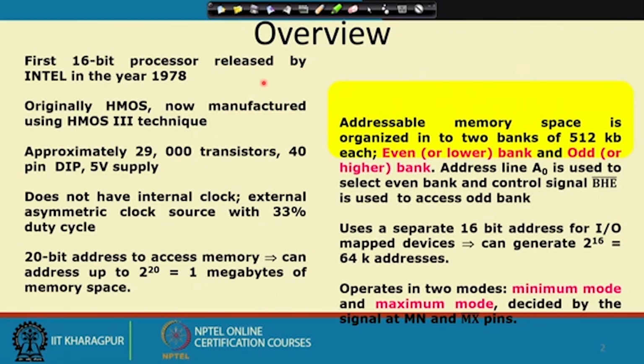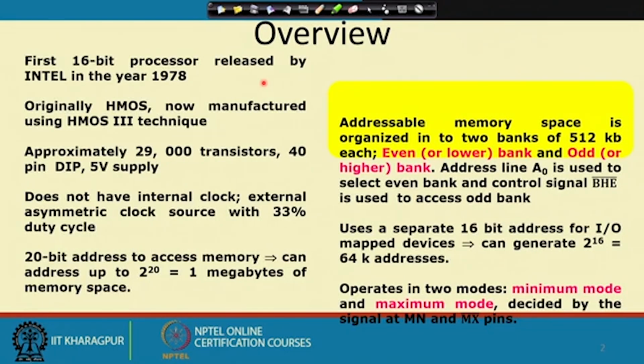whereas 8085 had a 16-bit address bus, so it could access 2 power 16 or 64K address space. But this can access 2 power 20 or 1 megabyte of address space. The addressable memory space is organized in 2 banks of 512 KB each: the lower or even bank, and the odd or higher bank. Address line A0 is used to select the even bank, and the control signal BHE bar is used to access the odd bank. We will see these control lines later.